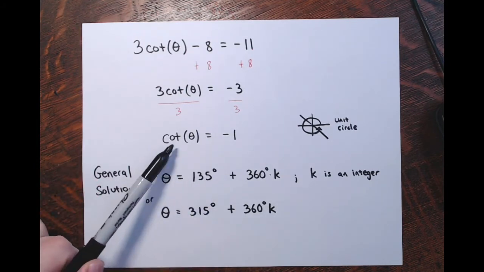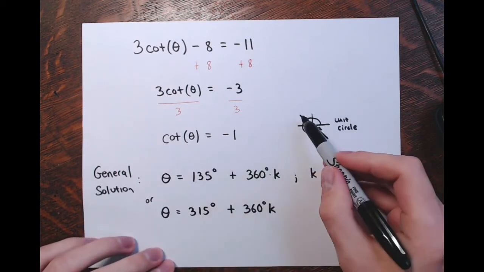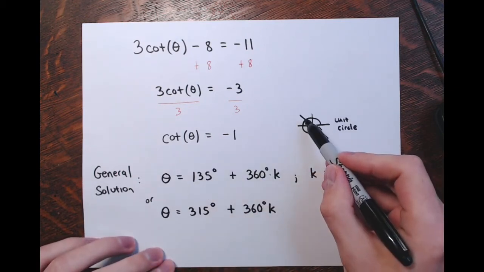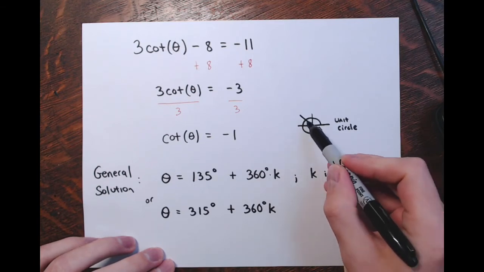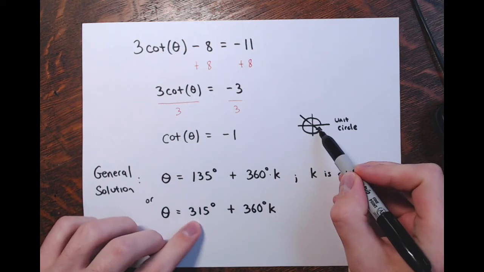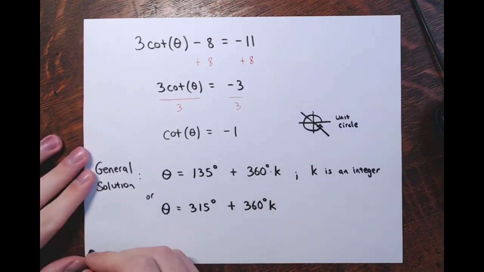Remember the period of cotangent, right? The period of the cotangent function was 180 degrees or pi radians. So I could have just stuck with the 135 and then just said add 180, then add 180, then add 180. Because if you add 180, you're at 315, right? So I could have consolidated this.